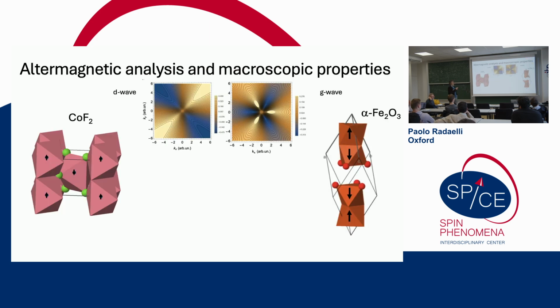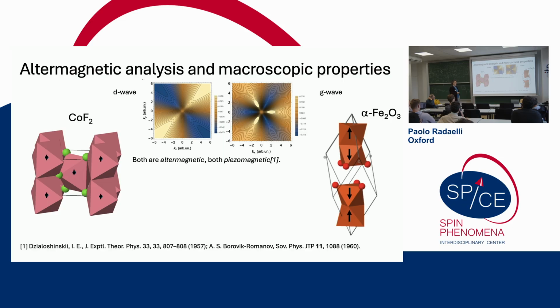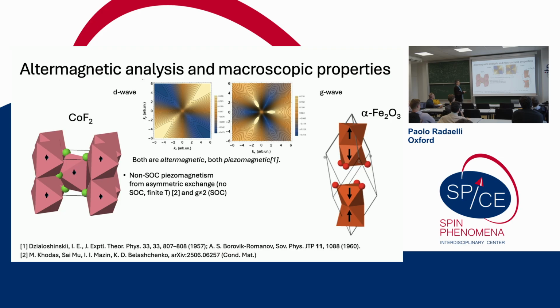Just very quickly, because I have other stuff to talk about. We talked about macroscopic properties, and I just wanted to emphasize that the different altermagnets have, for example, in these two famous cases we discussed, cobalt fluoride and Fe2O3, they're both altermagnets. They're both piezomagnetic. Alpha Fe2O3 has two phases, one in-plane and one out-of-plane. That was discussed in this paper by Jaroszynski a long time ago.